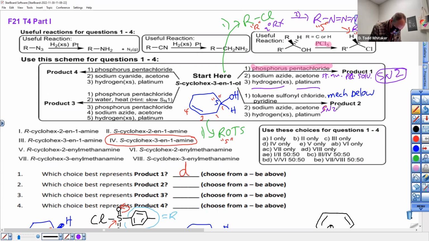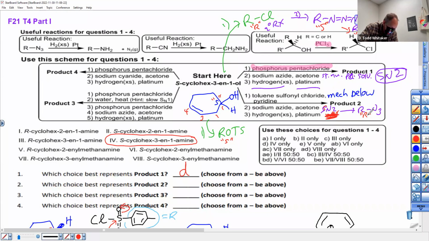So it goes to RN3, which is now, is it S or R? This is a backside attack on the carbon that has the OTs. So it becomes R. S in the beginning, R at the end. And all we need to know is what's here, and then hydrogen. Guys, it's the same product as the previous one, but it's the other isomer, isn't it?